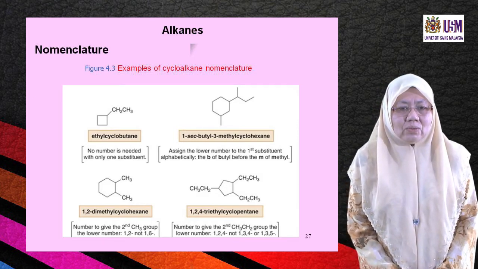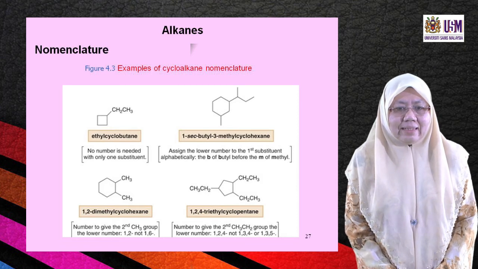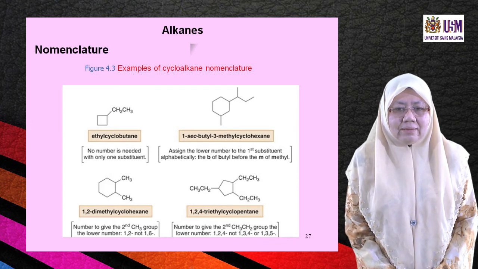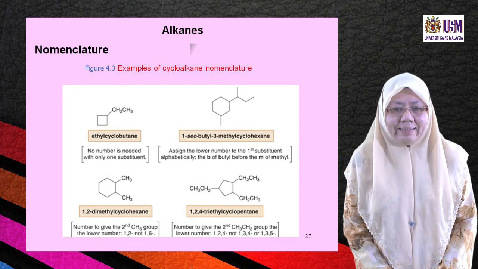And the one on the lower row has two methyl groups, and we name this compound as 1,2-dimethylcyclohexane and not 1,6. And for the last one, we have 1,2,4-triethylcyclopentane, not 1,3,4 or 1,3,5.